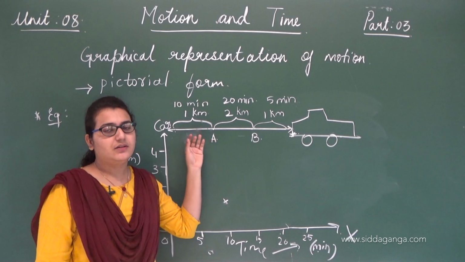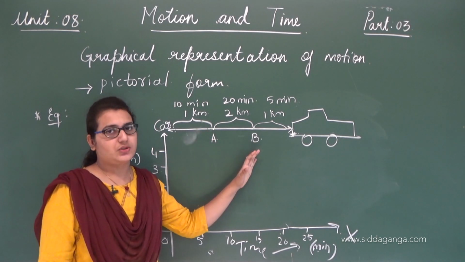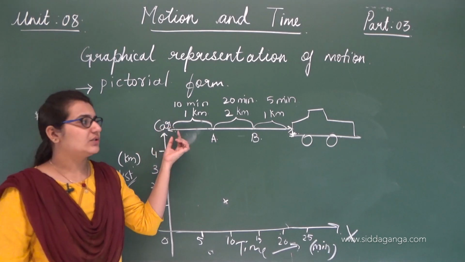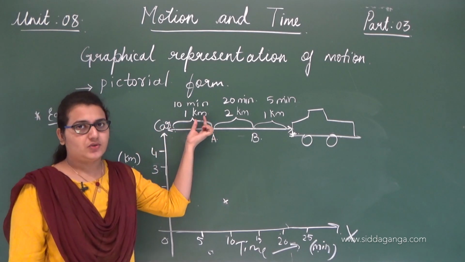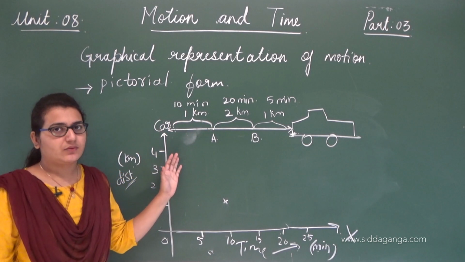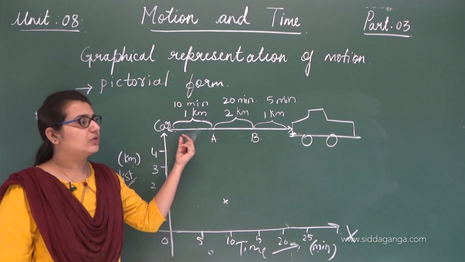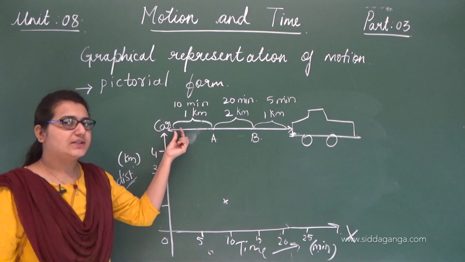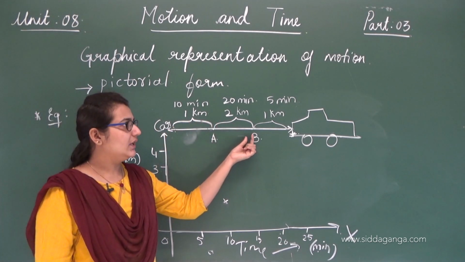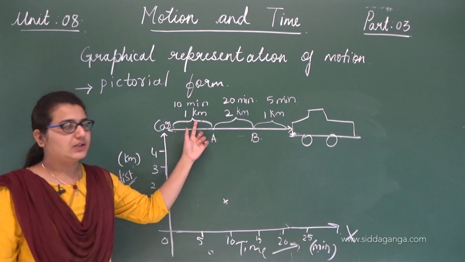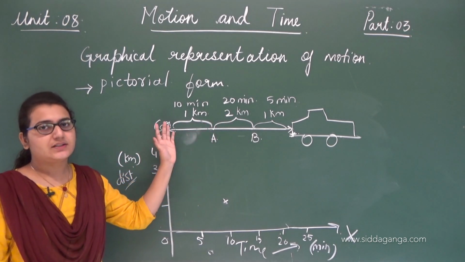Okay, we are taking the values of the whole motion. So yes, when the car has reached point A, we have taken 1 kilometer and some 10 minutes. But again, to take the next point, we need to calculate it from the beginning. To reach the second point, that is point B, the car has taken 2 kilometers plus 1 kilometer. So that's how we need to calculate.